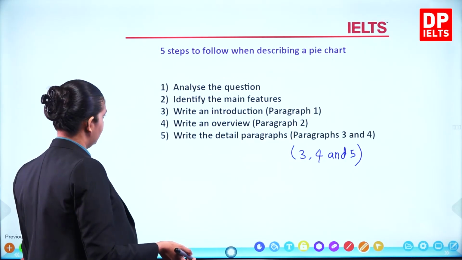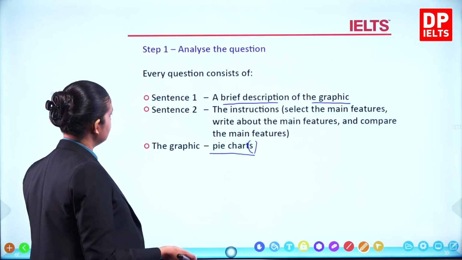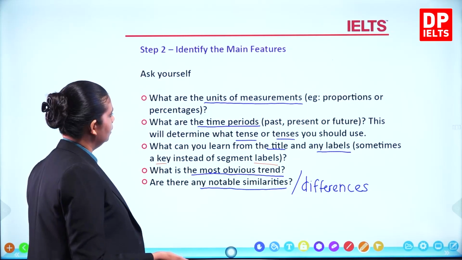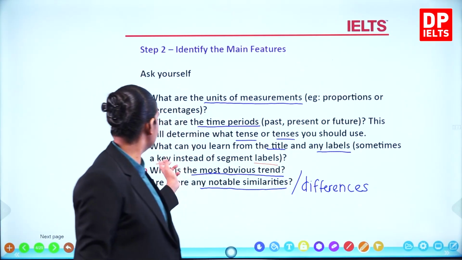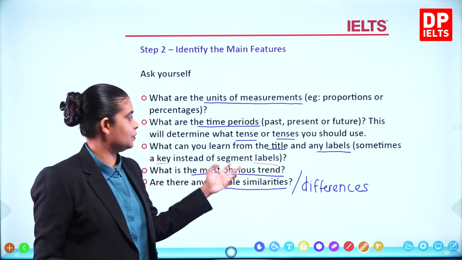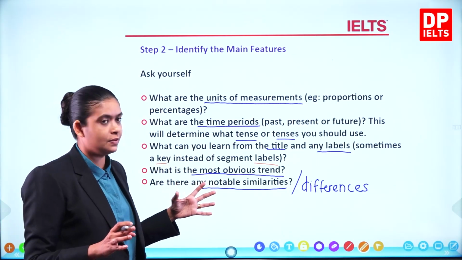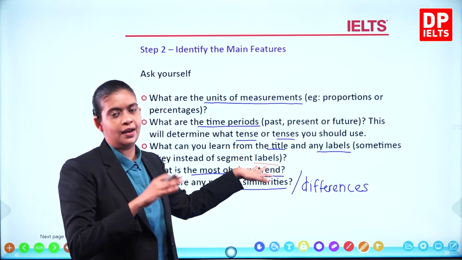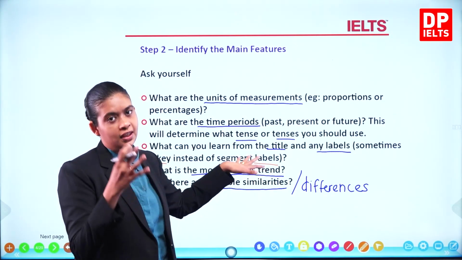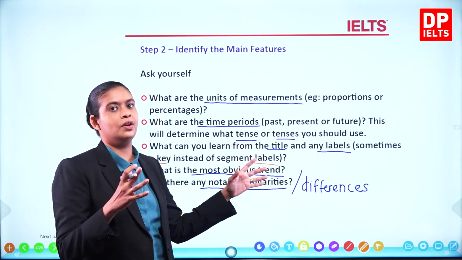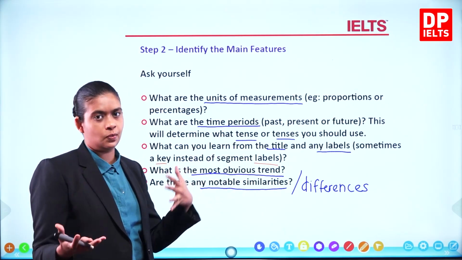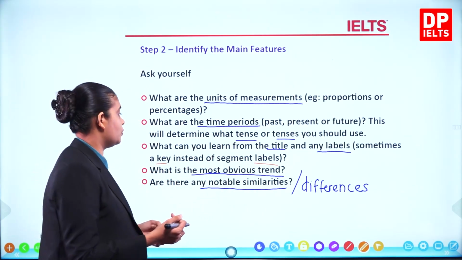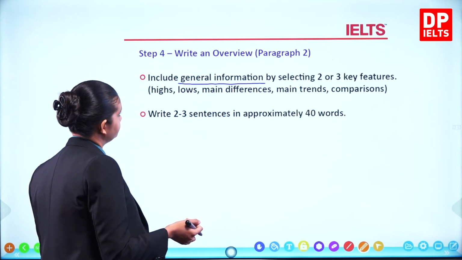I think it will make it easier for you to actually understand. Sometimes you have a key instead of segment labels. So it's important that you understand these labels, because sometimes you have the key only, instead of the labels. So you have to get which one is what and which one is more important.